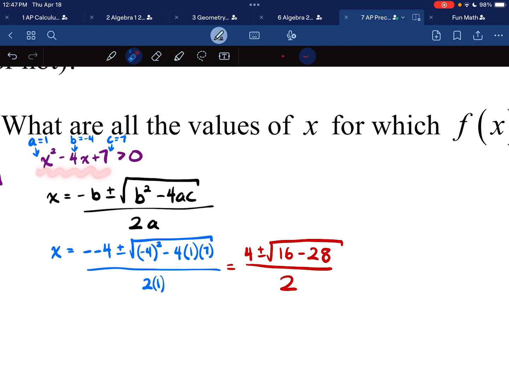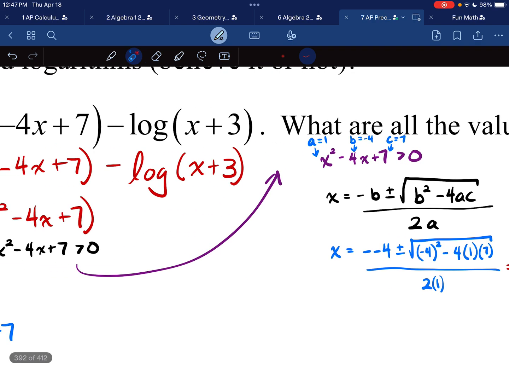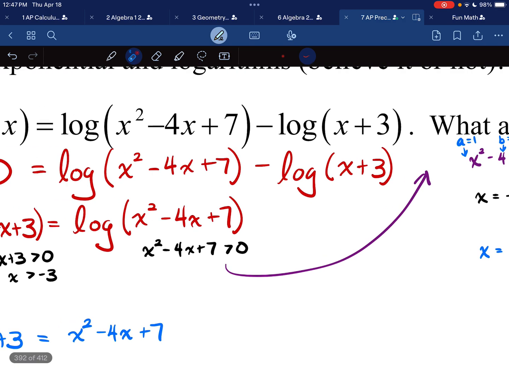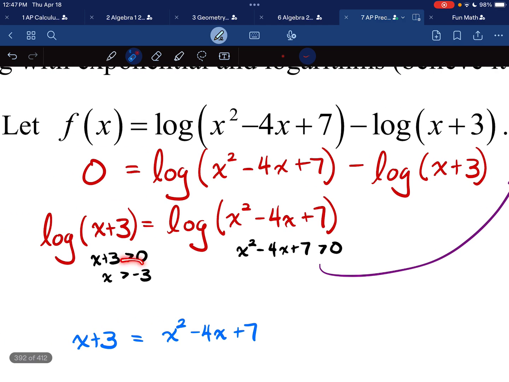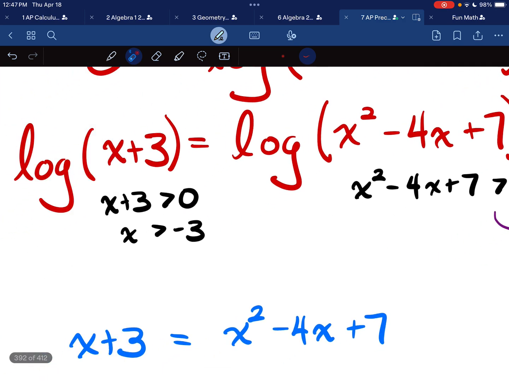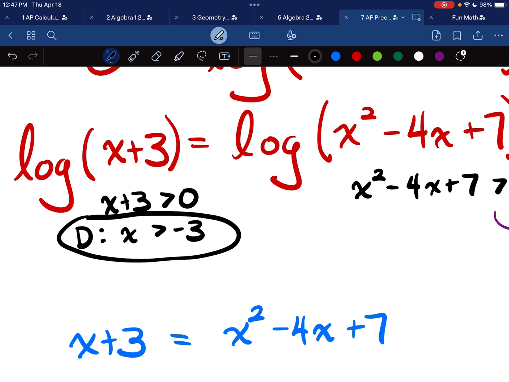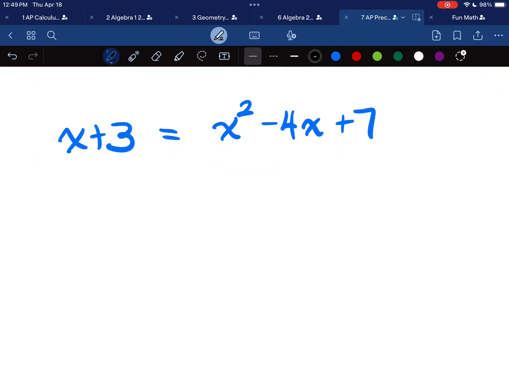If this thing is basically always positive for our numbers, then it can't be 0, so I don't have to worry about it. This thing over here is the only thing that we have to worry about, this domain restriction. So the domain restriction that we have to worry about is x has to be greater than negative 3. Let's go ahead and circle that so we remember that and continue on our problem over here.